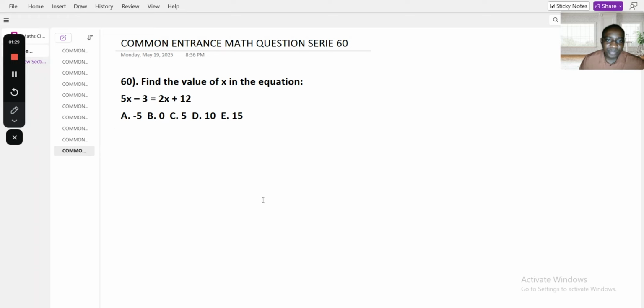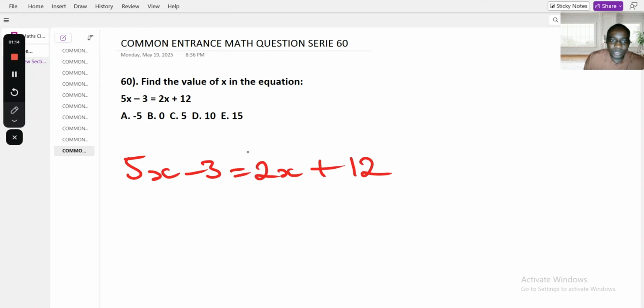Find the value of x in the equation 5x minus 3 equals 2x plus 12. What are we going to do? We are going to collect like terms. This 2x will jump the equal to and go and meet his elder brother, which is 5x. This minus 3 will also jump the equal to and go and meet its elder brother, which is 12.